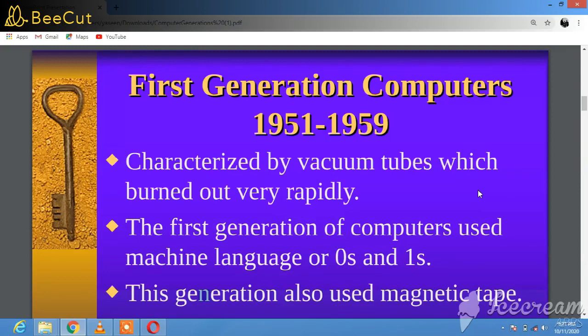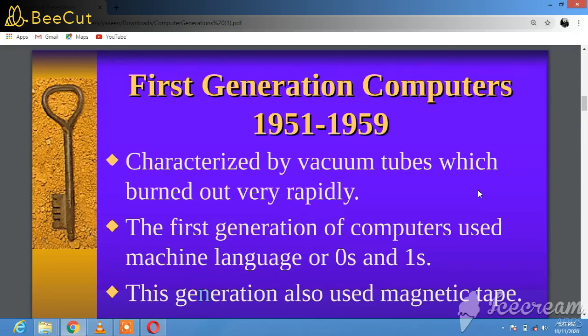The computers in the first generation were huge in size, so they occupied an entire room and regularly needed air conditioners. These systems were not portable. Portable means we cannot carry them from one place to another. These systems consumed a lot of energy. IBM 701 and IBM 650 are examples of first generation computers.